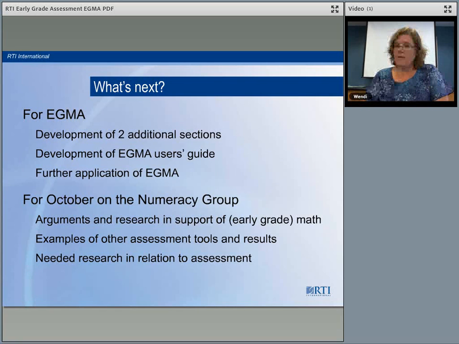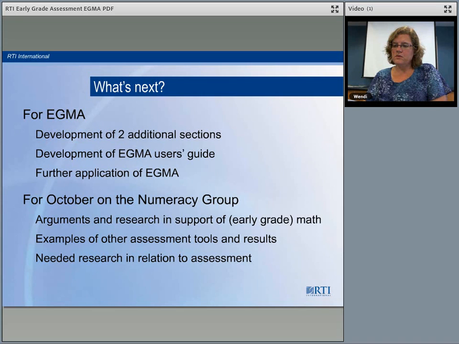A lot of the work that we've done so far has been in conjunction with EGRA, the reading assessment, and since a lot of what we've been CID focused, the interest has been more on the reading side. So we haven't been able to dig as much into the information we've collected related to math.